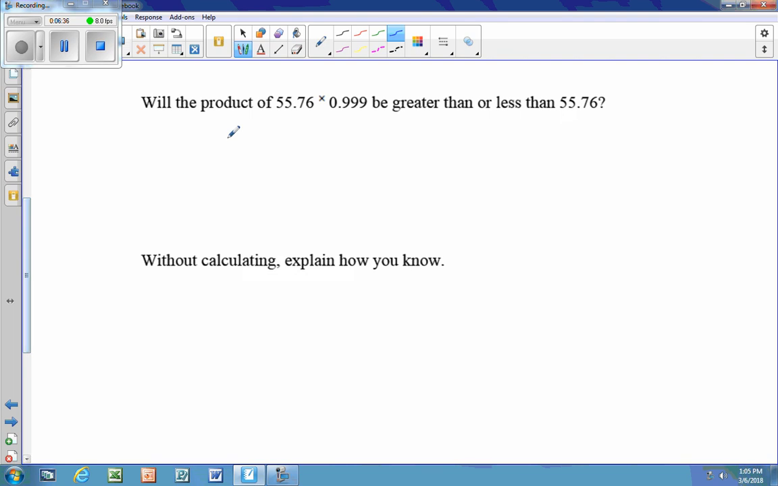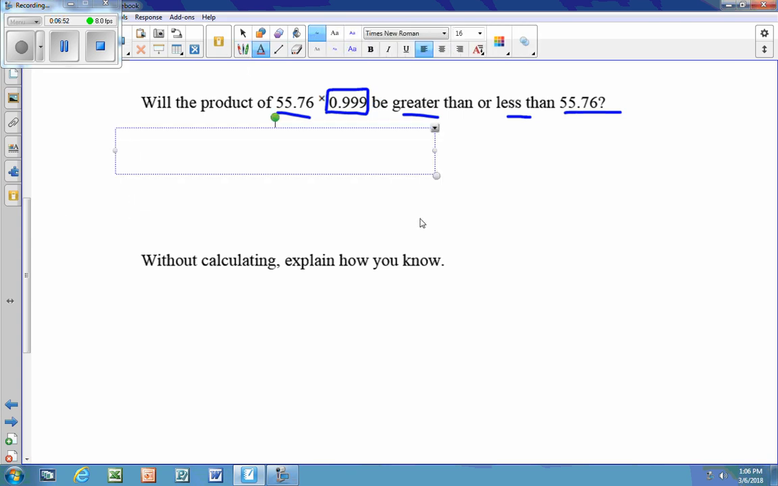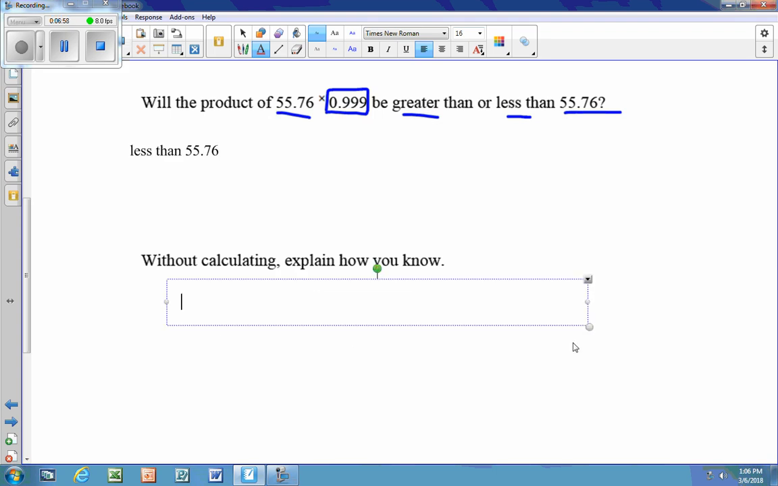Now down here, it says, will the product of this 55 and 76 hundredths times 999 thousandths be greater than or less than this original number? So this is our scaling factor. That scaling factor is less than 1. So I know that it will be less than 55 and 76 hundredths. Now without calculating, how do I know? The scaling factor is less than 1. And that is our review for our topic F quiz.